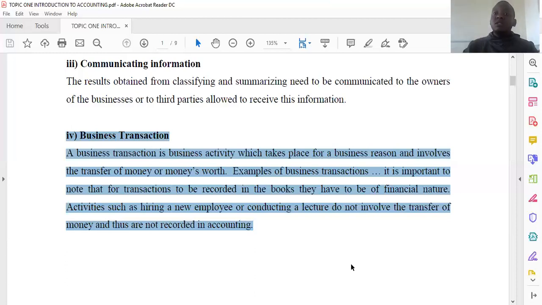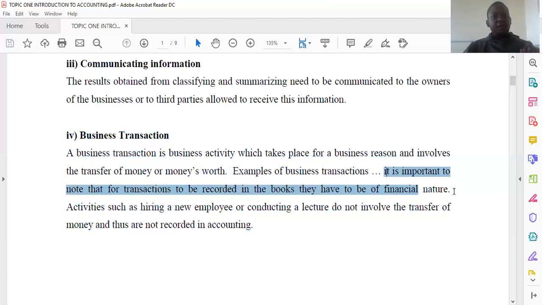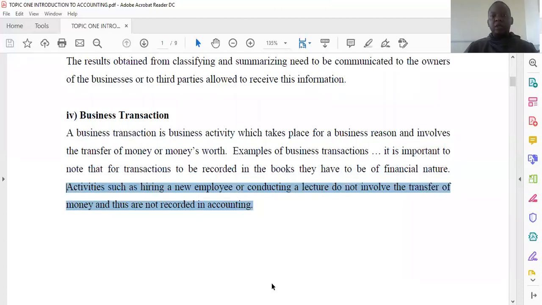So we only record those transactions that are of a financial character, that involve money. So when the managers have a board meeting, no money is spent, so no need to record that activity because there's no money involved. So in accounting, we only record those transactions that are of a financial nature. It's important to note that transactions to be recorded in the books of accounts have to be of a financial character. So activities such as hiring of a new employee or conducting a lecture that do not involve the transfer of money are thus not recorded in accounting. They can be recorded by another professional. Like I've said, the human resource manager will record the hiring of a new employee.